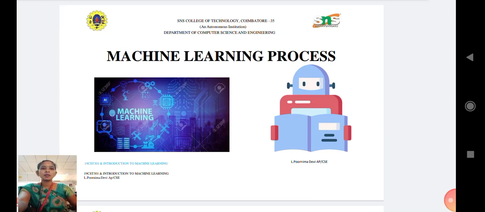Now I will discuss the introduction to machine learning and the process of machine learning. Machine learning is a branch of artificial intelligence that enables computers to self-learn from training data and improve over time without being explicitly programmed. Machine learning algorithms are able to detect patterns in data and learn from them in order to make their own predictions.